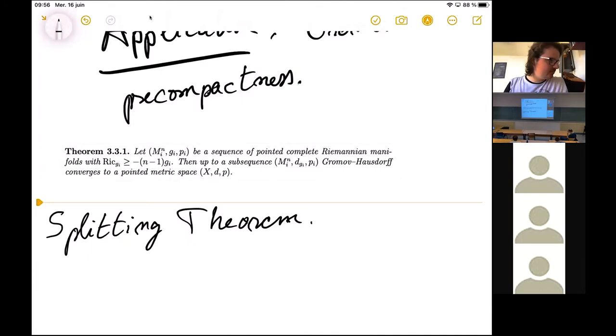And so we will give the statement and the proof of the splitting theorem, which is one of the biggest tools in the study of non-negative Ricci curvature, and especially when you try to have an almost splitting theorem, it becomes very useful. Okay, so we are coming back in 5 minutes.